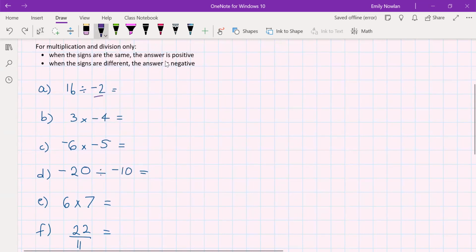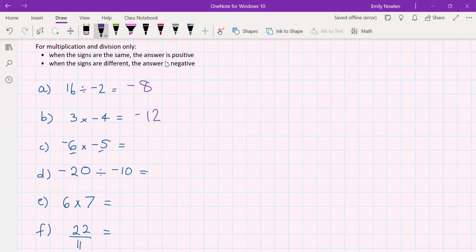16 divided by -2. Now, we just do it as normal. 16 divided by 2 is 8, but because one of them is a negative, the answer is -8. Next one, 3 times -4. Now, we multiply as normal. 3 4s are 12, but because one of them is a negative, the answer is a negative.